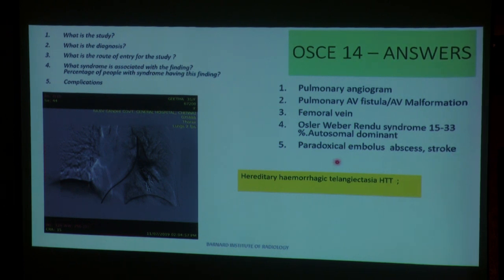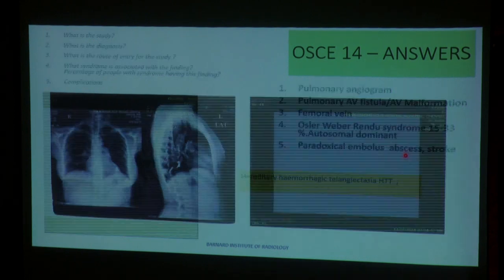So paradoxical embolus, because there is no filtration by the lung, and whatever enters the pulmonary artery will go directly into the systemic circulation. So the microbes are not filtered by the lung, and therefore you can get abscesses anywhere, or you can have embolism to the brain causing stroke. So there are a lot of complications because of this.